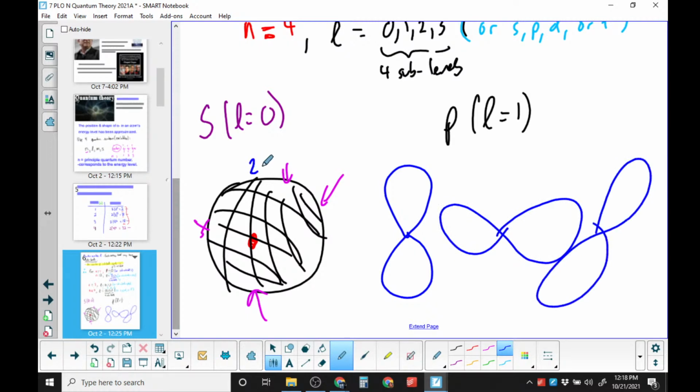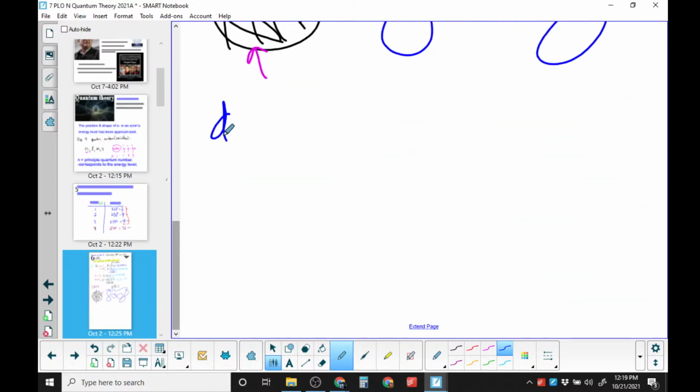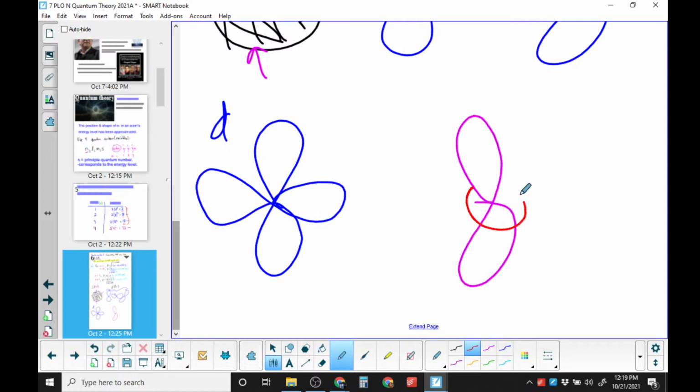Two electrons fit in each type of orbital. So 2 fit in there, 2 fit in there, 2 fit in there. All of those are p orbitals. We get into d orbitals, they look like this. Except when they don't, because sometimes they look like this. Yeah. It does look like a flower.